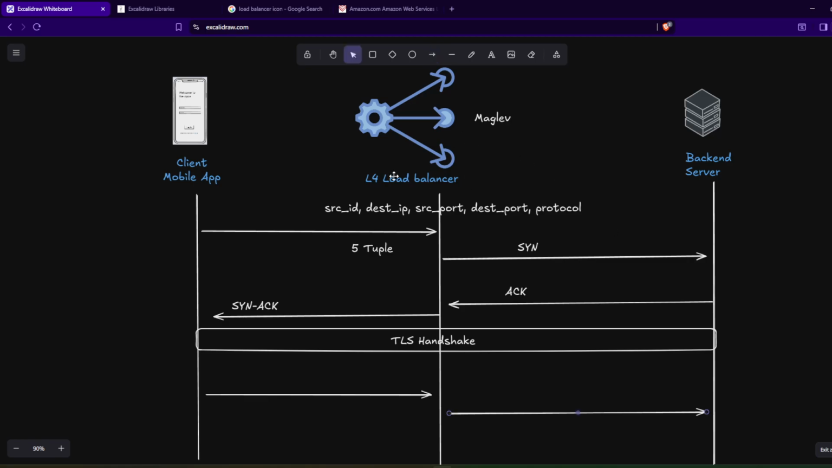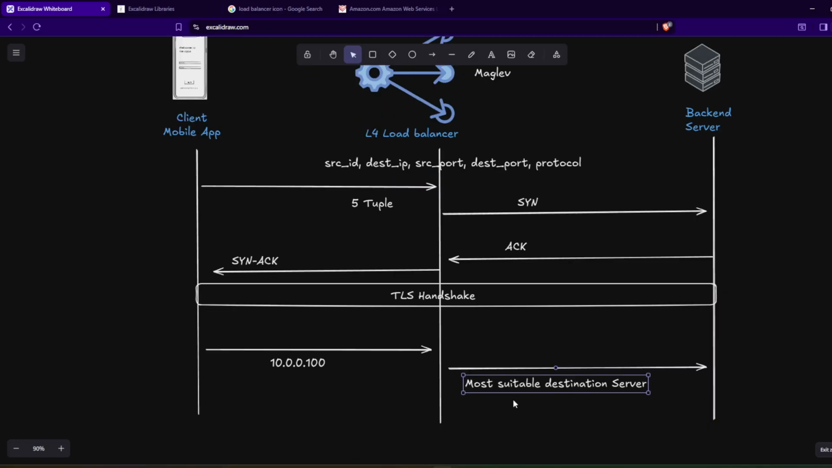So what the L4 load balancer will try to see is, okay, I understand that the request is coming from a given client IP. So suppose the client IP is like this dot 0 dot 100. And then it finds the most suitable destination server. Suppose the most suitable destination server is 10.10.1.50. Okay, let's include the port number as well. So it forwards it to here.